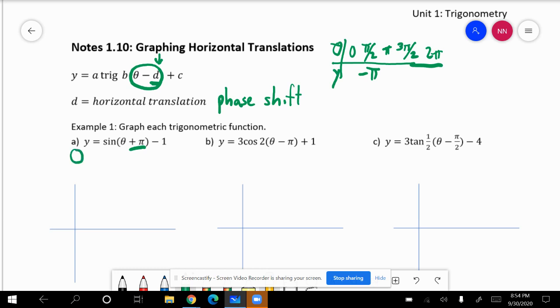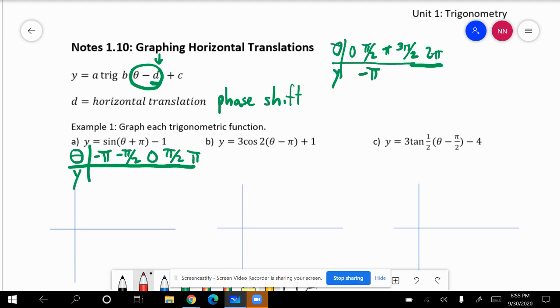So when we're filling out our table for the first one, what we're going to do is go 0 minus pi, which is negative pi. Then we're going to go pi halves minus pi, which is negative pi halves. Pi minus pi is 0. 3 pi over 2 minus pi is pi halves. And 2 pi minus pi is pi. So that right there would be how we get our theta values.